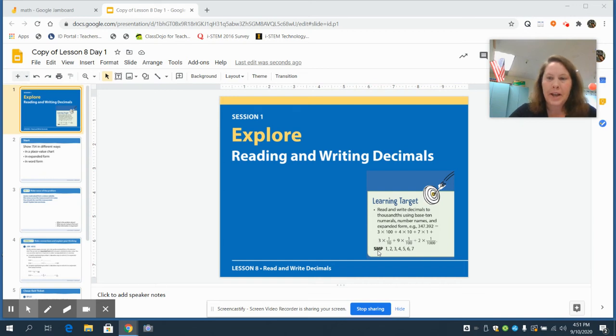All right, so for today's lesson, we're working on reading and writing decimal numbers. We're going to work on writing numbers in expanded form and different ways of showing expanded form with a decimal number. And we're going to work on identifying the place value of different digits in a number.